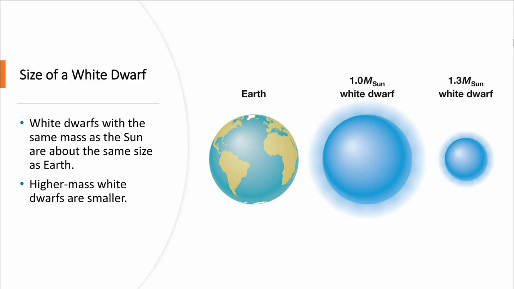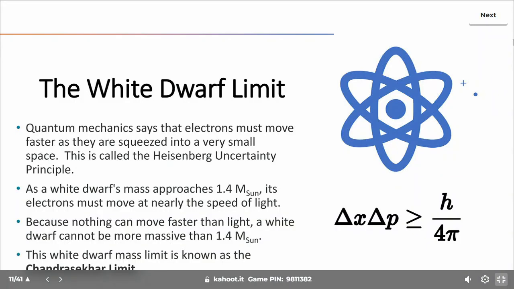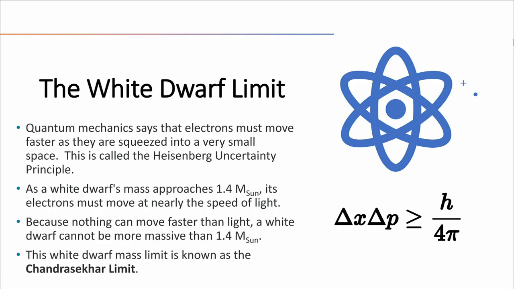This is similar to what we saw with the gas giants. If you keep adding mass to your gas giant, it does get bigger up to a point, but then if you keep adding mass, you'll actually start shrinking the radius a little bit, because the outer layers are adding extra mass and compacting the inner layers. But there is a limit to how massive you can make your white dwarf.